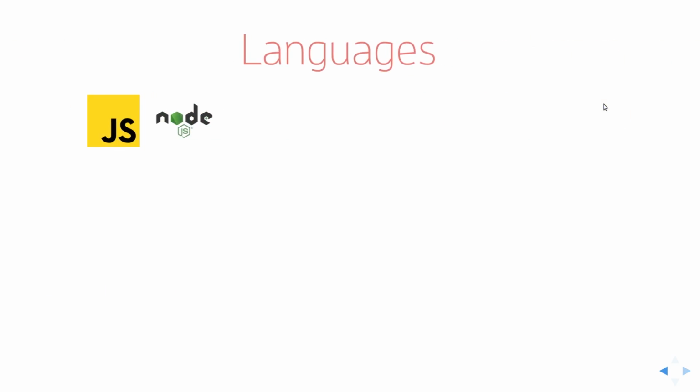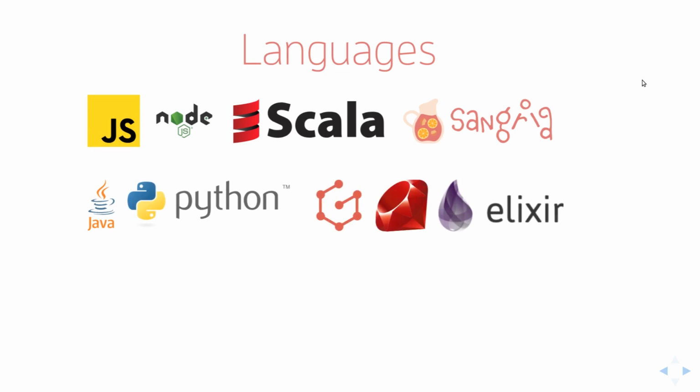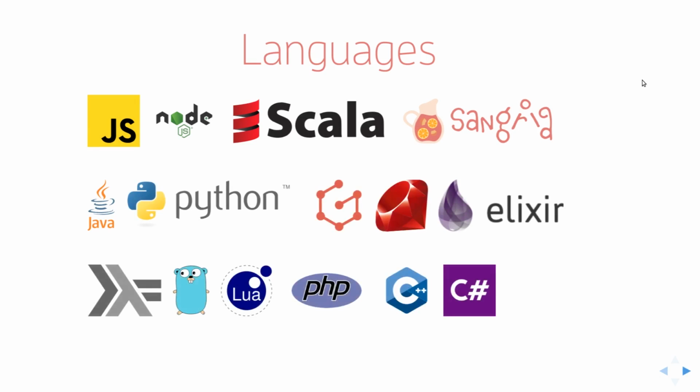And plenty of languages are supported by GraphQL out of the box, like JavaScript and Node.js development environments. There's also Scala with Sangria. There's Java, Python, Ruby, Elixir, Go, Lua, PHP, C++, and C#, and plenty of low-level languages that you might require. All of those are supported by GraphQL out of the box. Each one has its own client to work with GraphQL, and we're going to specifically focus on Node.js or JavaScript to work on both of these.